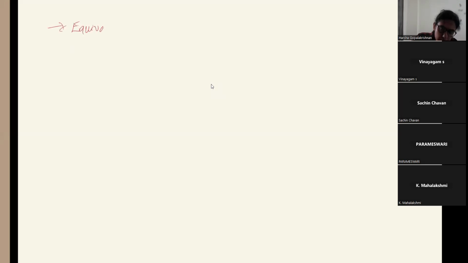So we started week 2 with the equivalence relation. And we all know what an equivalence relation is. It is a reflexive, symmetric, and transitive relation. And using the equivalence relation, we have a partition of the set. So we have studied what a partition of a set is using the equivalence relation. Next, what we have studied is mapping or function.